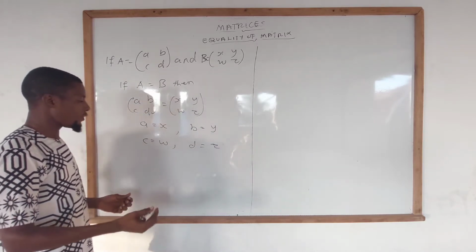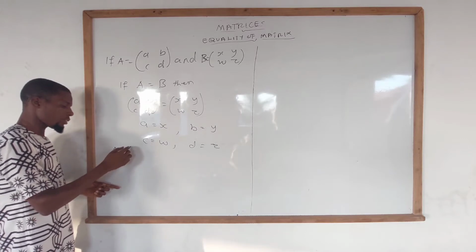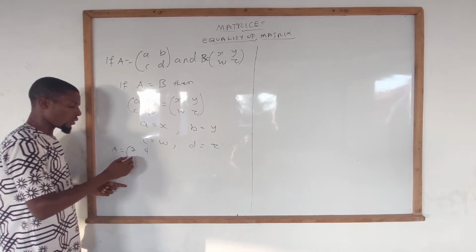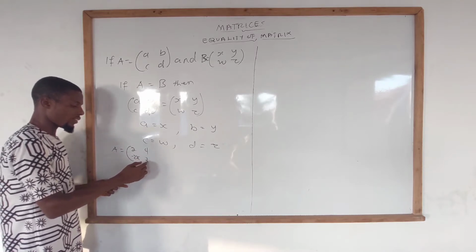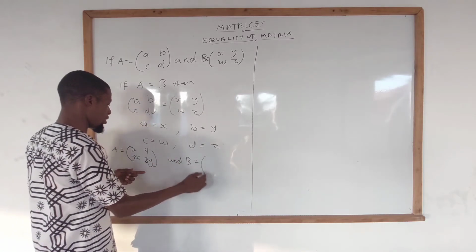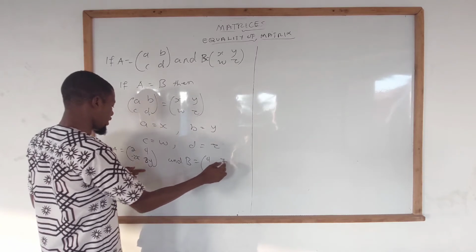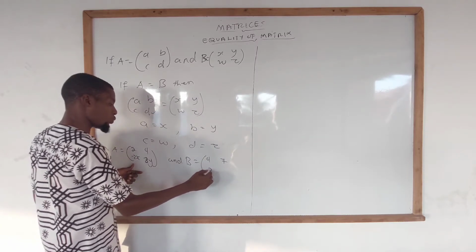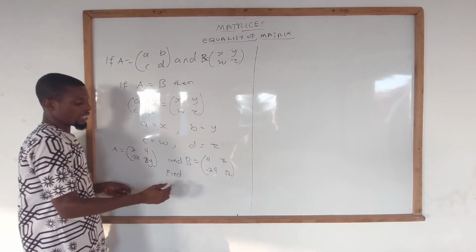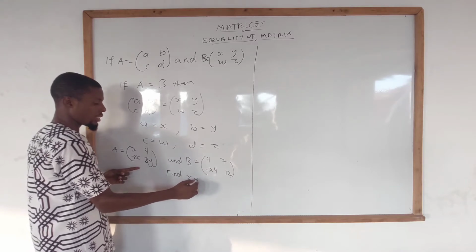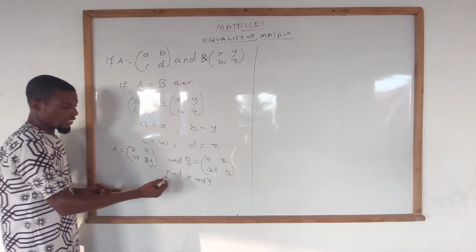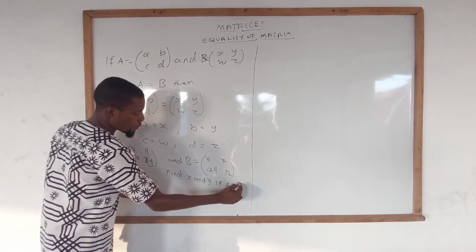For instance, if I have A equals 2, 4, minus 2x, 3y, okay? And if I have the matrix B equals 4, 7, then I have minus 24, and then I have 12. If I tell you to find the value of x and y, you simply use equality of matrix. Now, find the value of x and y if A is equal to B, if only A is equal to B.